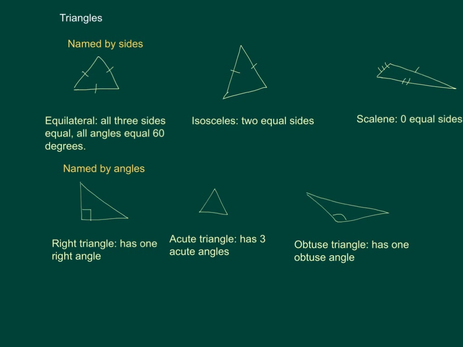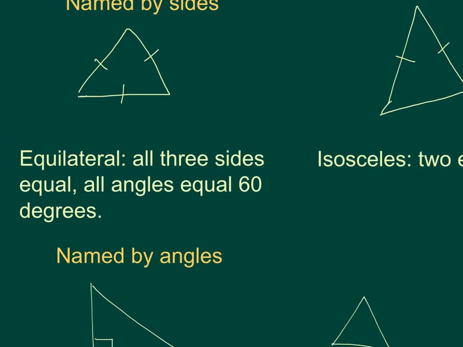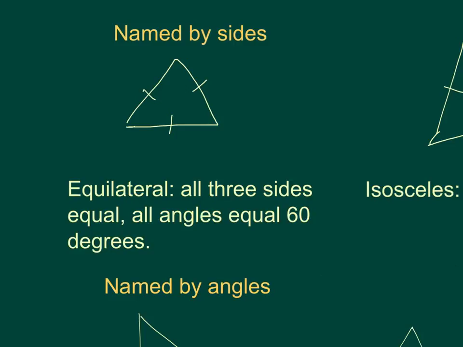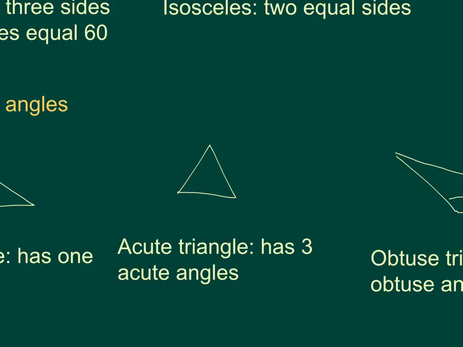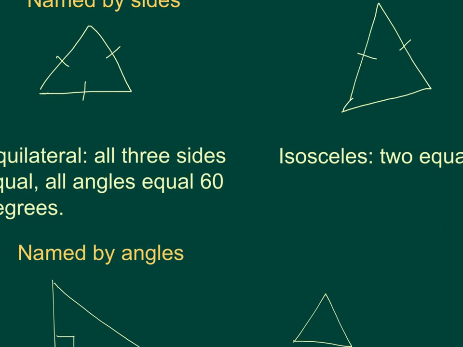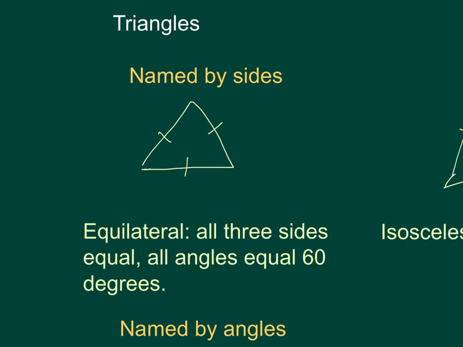So let's just quickly go over these. You have an equilateral triangle, and that means that all three sides are equal, and because of this, all the angles are going to be equal too. So all your angles are equal, they'll all be 60 degrees, which makes every equilateral triangle automatically also the acute triangle that we'll get to in a minute, where it has three acute angles. Every equilateral triangle has to be an acute triangle because all the sides are equal and all the angles have to be equal too.